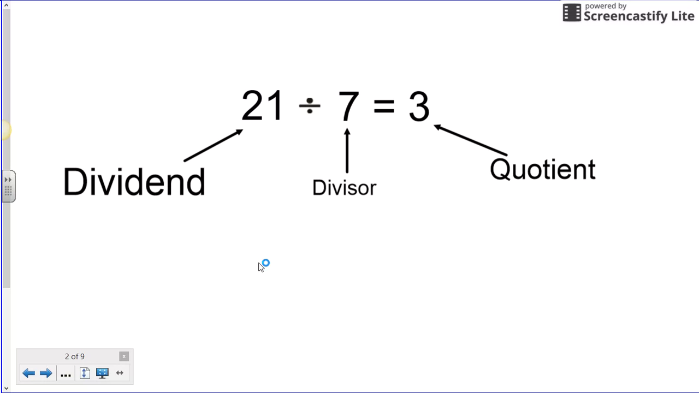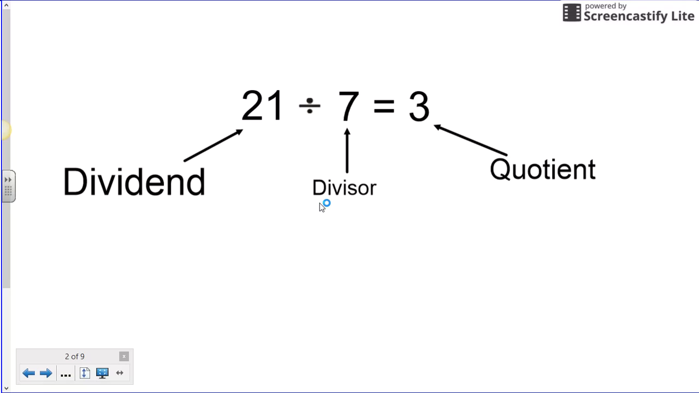Think about it this way. Your total, your bigger number, is always going to be the dividend. Look how big Miss Castro made the word dividend. Big, right? The word dividend, your bigger word, is always going to go with the number 21.